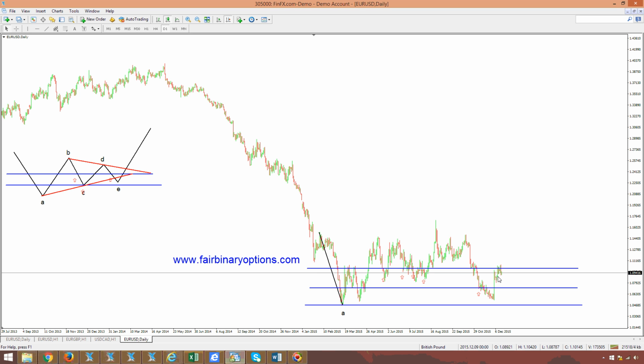But triangles, being the most common patterns of them all, are forming not only on the daily chart, they are forming on the hourly chart as well, and on the 5-minute charts as well. So make sure you look for them in Asian sessions when ranges are most likely to form, and you'll have a surprise as they are really, really common.